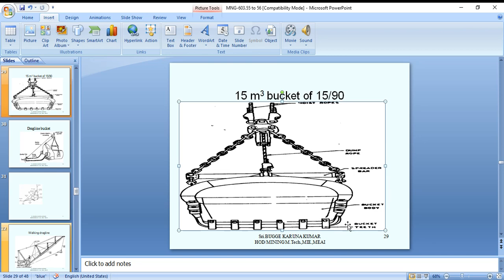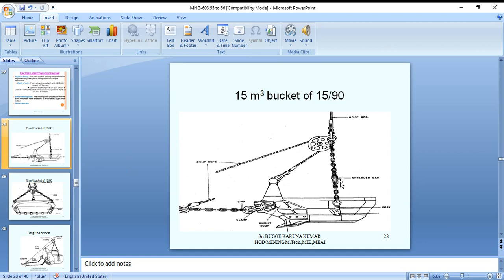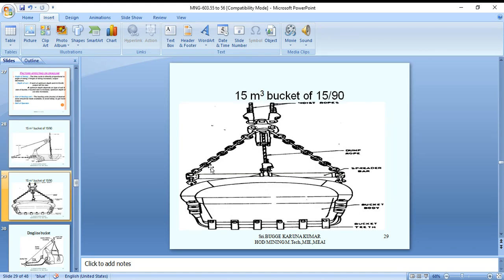These are the bucket teeth. There is a bucket body, spreader bar, and a dump block. In the same figure, this is the side view, and this is the front side. You can observe the spreader bar here. This is the other side, where there is another chain. So this is the spreader between them, the front view of the bucket.